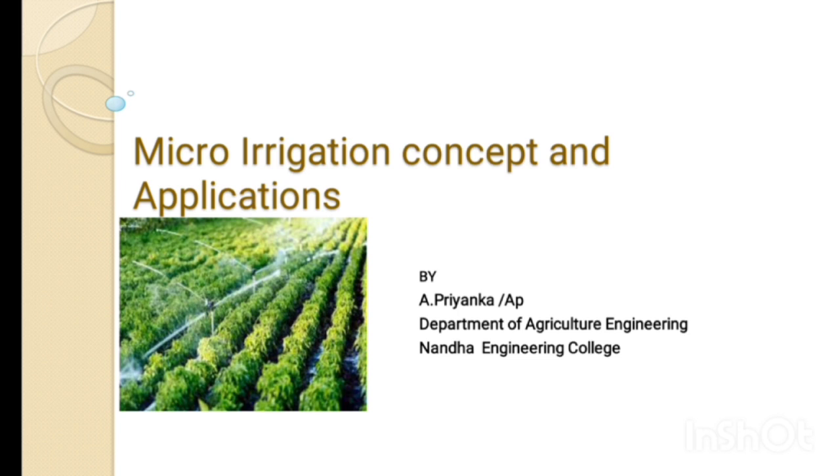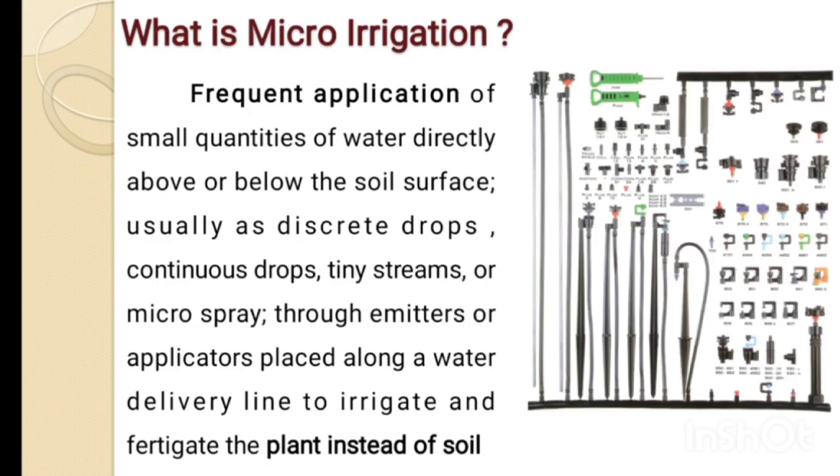Now we're going to see micro irrigation concepts and its applications. First, what is micro irrigation? It is a frequent application of small quantities of water directly above or below the soil surface, usually as discrete drops, continuous drops, tiny streams, or micro sprays. We can supply water to the plant instead of soil.